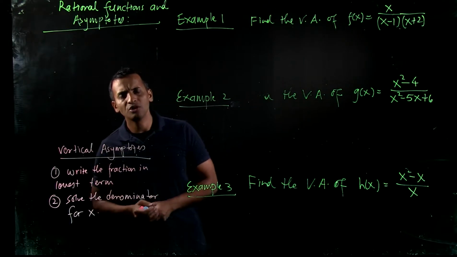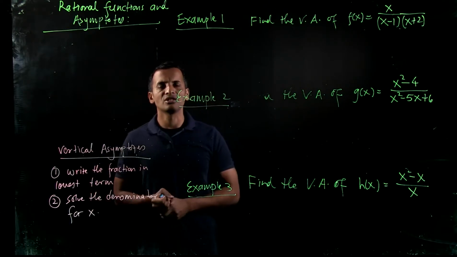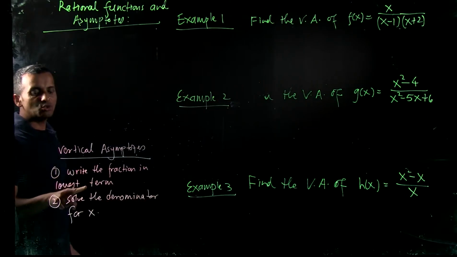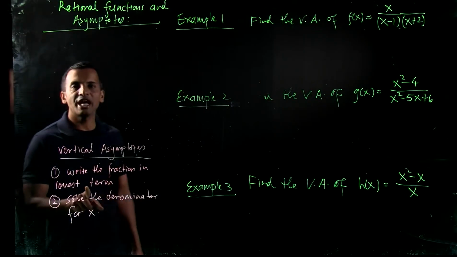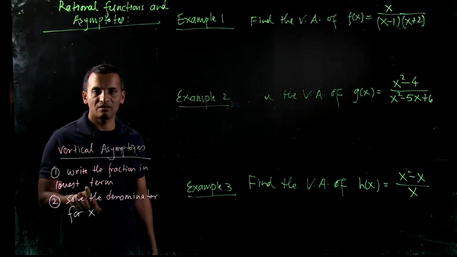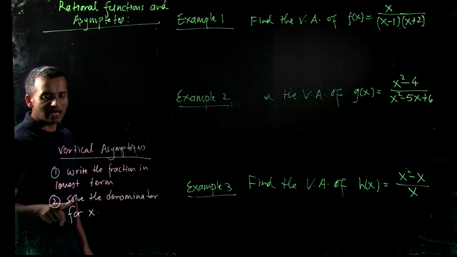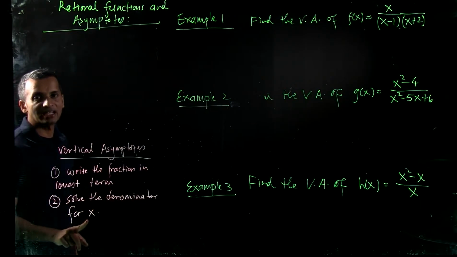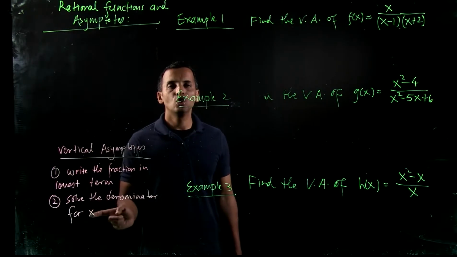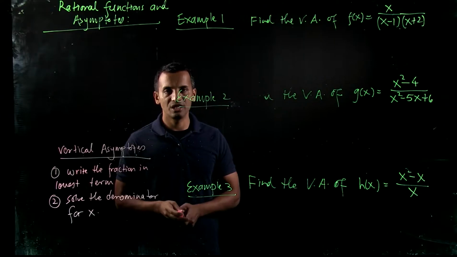So to find out the horizontal asymptote of any rational function, the first thing we do is write the fraction into the lowest term, meaning that if there is any common factor, you find those factors and cancel that factor, and then write down the fraction in the lowest term. After you do that, solve the denominator for x. Whatever you get after solving the denominator for x, those will be the vertical asymptotes.